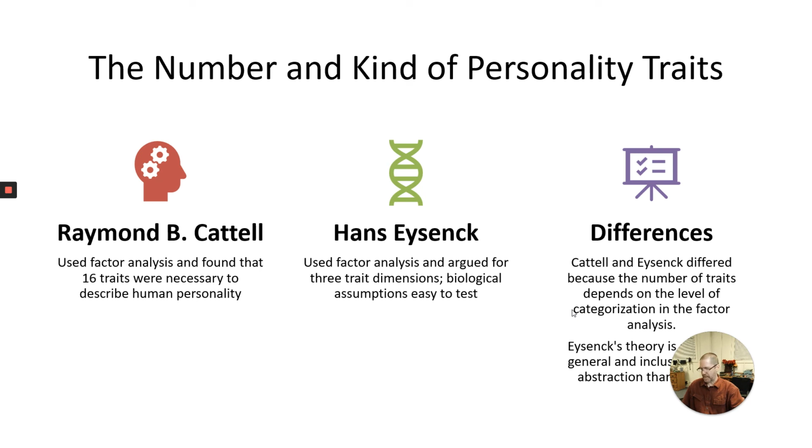The number and kind of personality traits. So Raymond Cattell used factor analysis and found that 16 traits were necessary to describe human personality. Or Hans Eysenck used factor analysis and argued for three dimensions: biological assumptions. They're easy to test. And then some differences. Cattell and Eysenck differed because the number of traits depends on the level of categorization in the factor analysis. And Eysenck's theory is at a more general and inclusive level of abstraction than Cattell's.